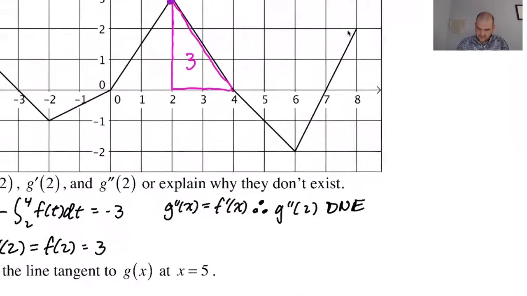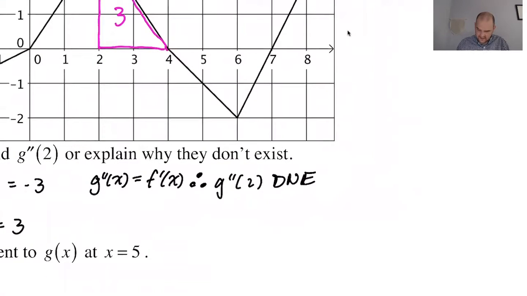And we need to give a reason for that. So why does it not exist? I'm going to say because g double prime, which is equal to f prime. I don't know if I need to say that, but I'm going to. G double prime of x equals f prime of x. Oh, no, no. I'm sorry. No, it's because g prime, not g double prime, because g prime, look at that.